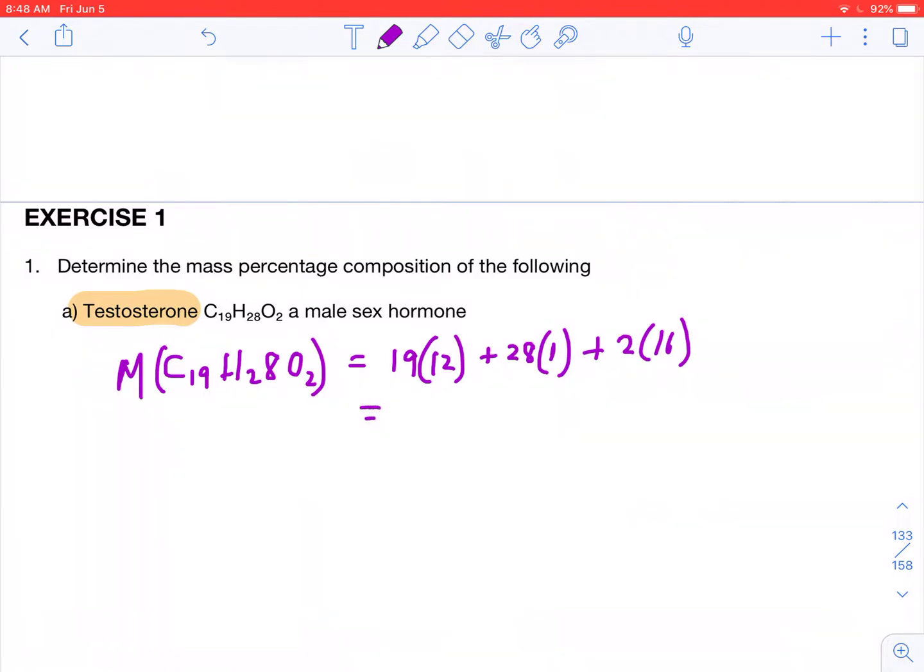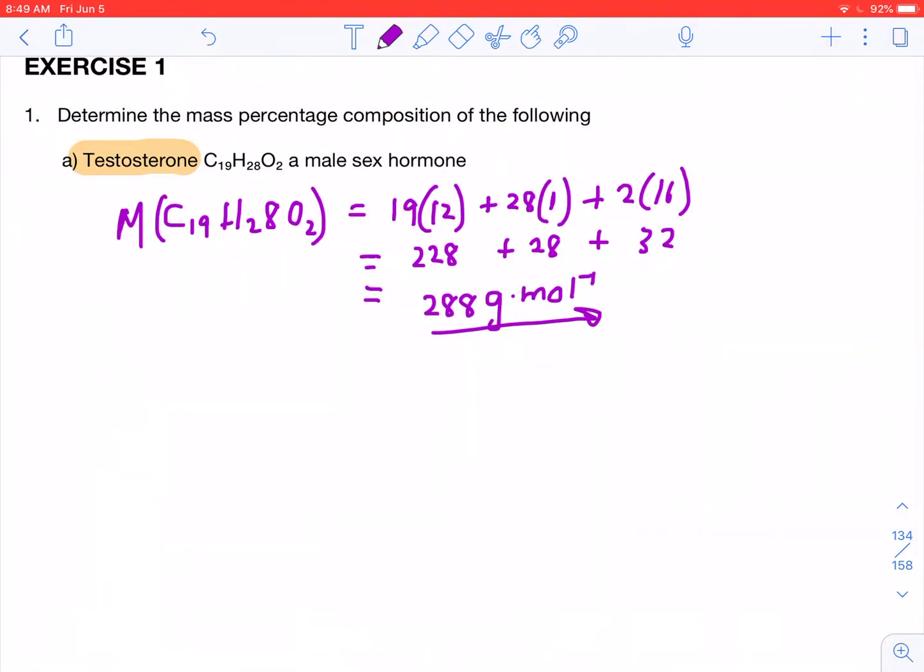These are common elements, so by now you should know what the masses are. And that is equal to 228, right? And plus 28 times 1 is 28, plus that is 32, which in total is equal to 288 grams per mole, right?